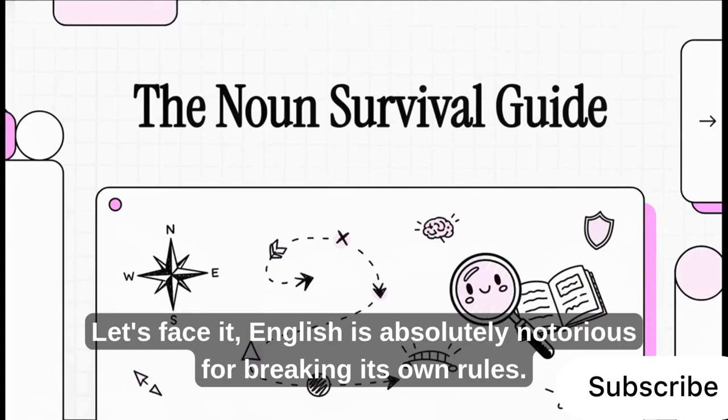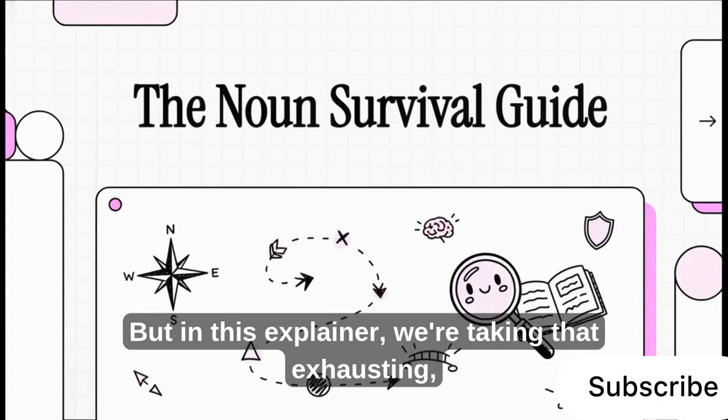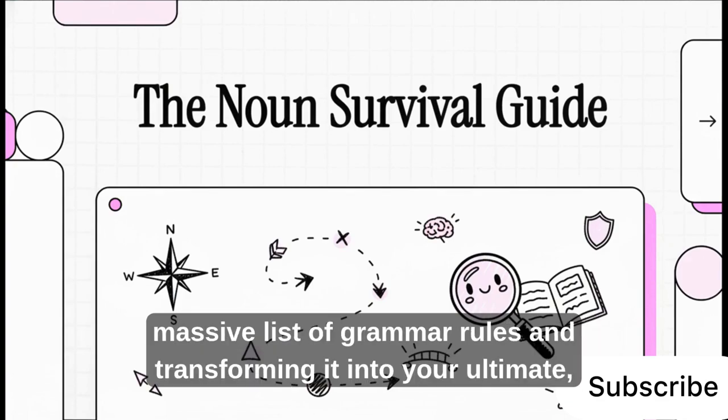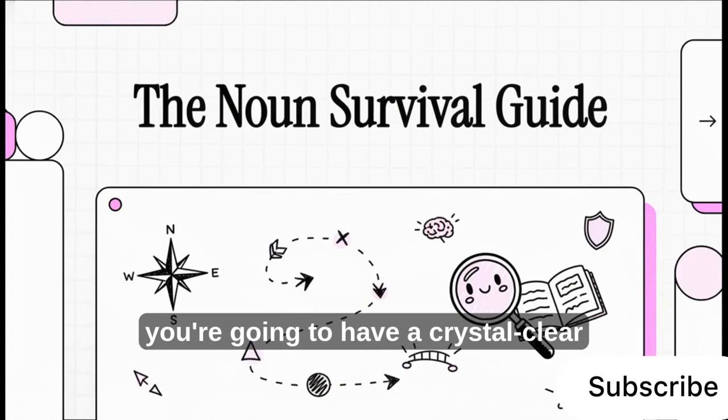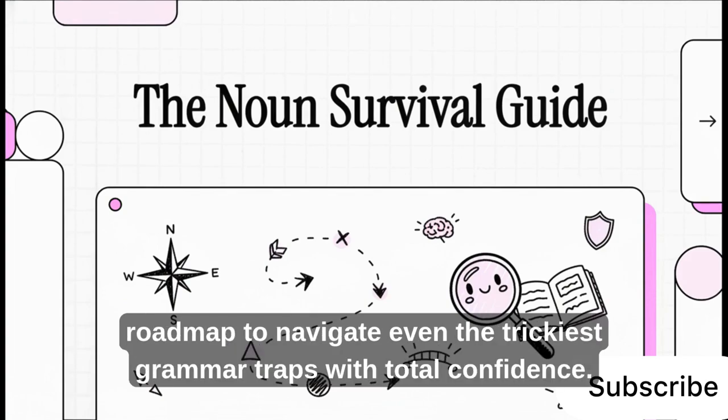Let's face it, English is absolutely notorious for breaking its own rules. But in this explainer, we're taking that exhausting, massive list of grammar rules and transforming it into your ultimate, easy-to-remember survival guide for nouns. By the time we wrap up today, you're going to have a crystal clear roadmap to navigate even the trickiest grammar traps with total confidence.